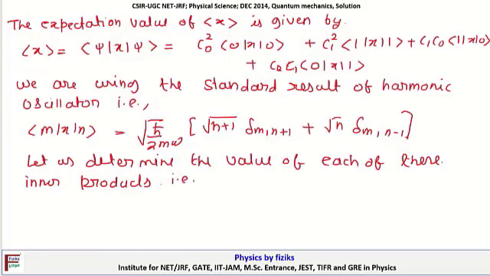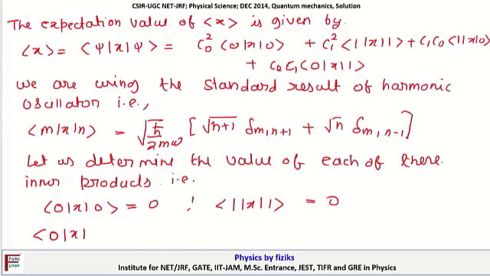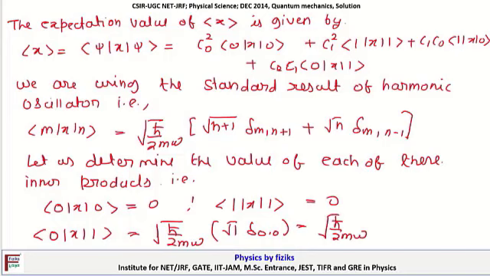That is, 0x0 will be 0. Similarly, 1x1 is also 0. However, 0x1 will be equal to root over ħ by 2mω into root 1 delta 0,0. So this value will be ħ by 2mω.